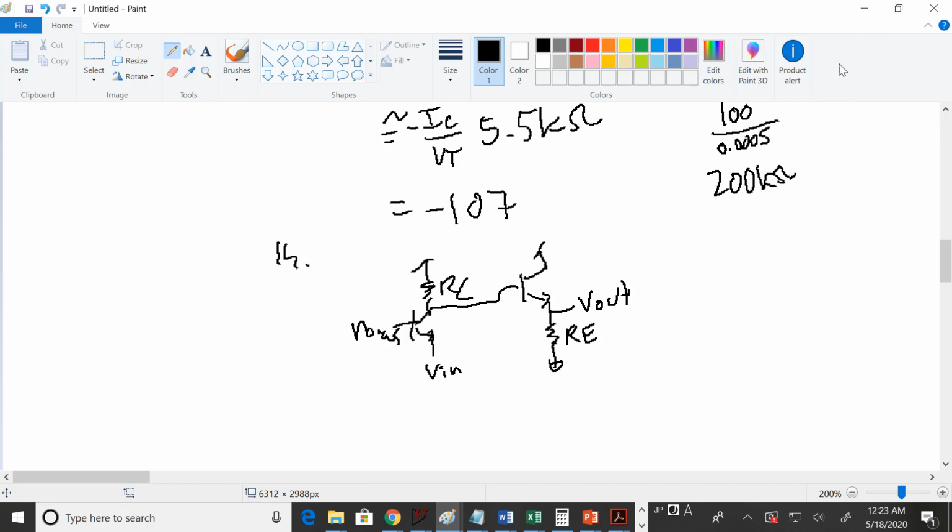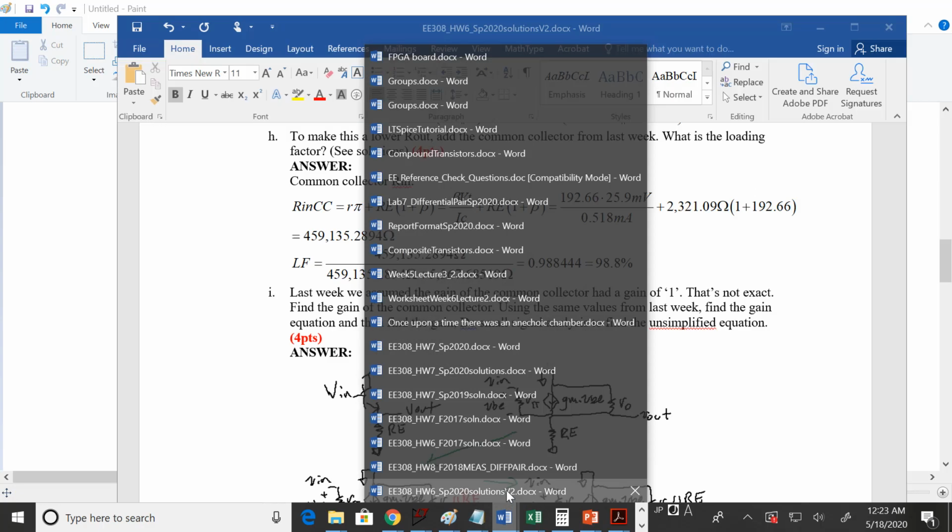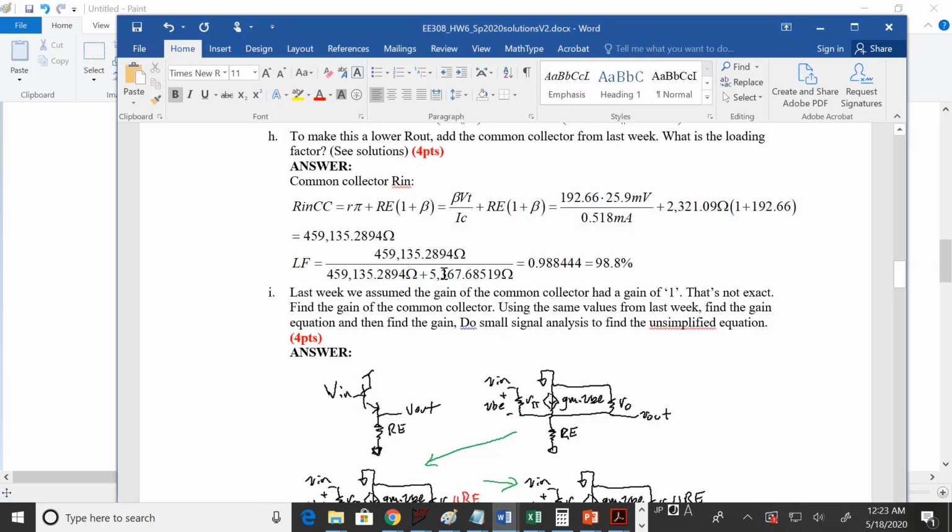which was 5.5K. So let's see. Well, it's not 5.5K, but your 5 point something K. That's in parallel with RO. I think I went through the math, and that drops your resistance. Even if it's a really big resistor in parallel with a smaller resistor, the smaller resistor is dropped a little bit. This is your Rin from the common collector. And the divider goes the Rin of the second circuit.